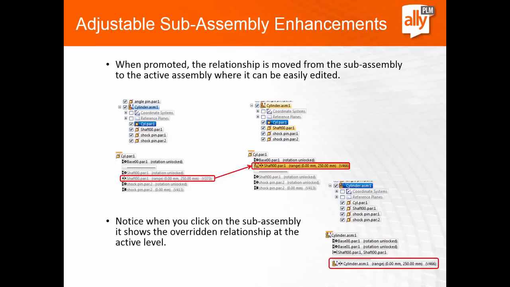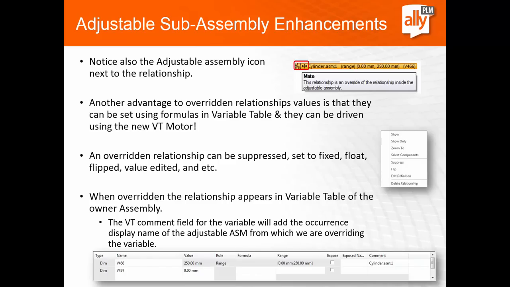Once those relationships have been promoted, it's moved from the subassembly to the active level assembly where it can then be easily edited. You'll notice when you click on that subassembly, it shows the overridden relationship at the active level. You also notice that the adjustable assembly icon is next to that relationship.